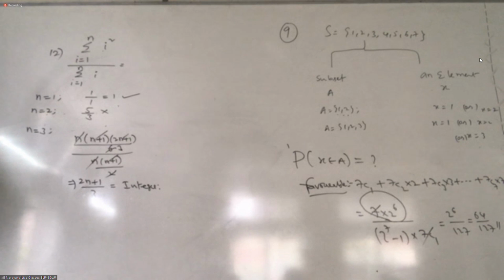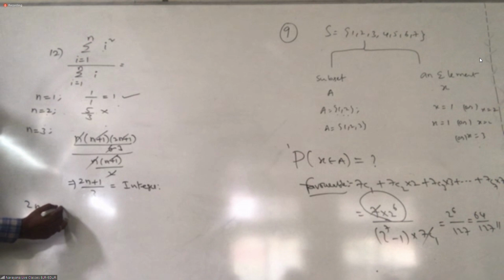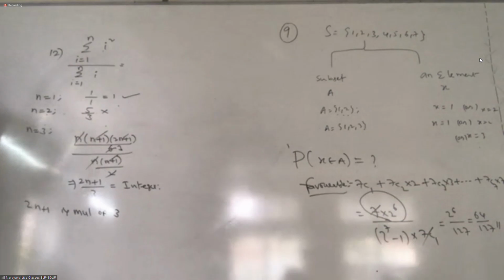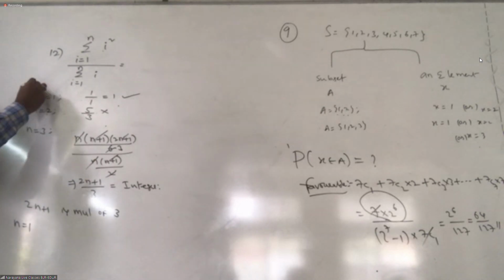n plus 1 is multiple of 3. 2n plus 1 is multiple of 3. Yeah, one second. 2n plus 1 is multiple of 3. n plus 1 multiple of 3 means this can be 1. n can be 1. It is true also, right?